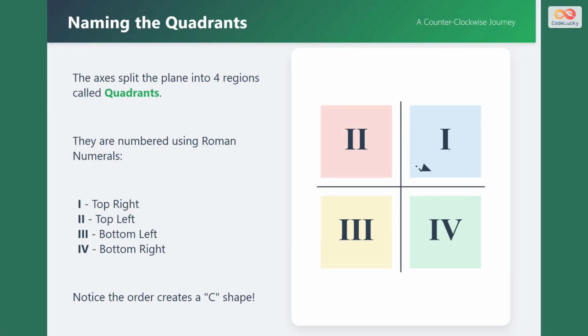The two axes divide the flat plane into four separate sections. These sections are called quadrants. We number them using Roman numerals 1, 2, 3, and 4. An important tip to remember is the order. We start at the top right and move counterclockwise, forming a letter C shape. Quadrant 1 is top right, 2 is top left, 3 is bottom left, and 4 is bottom right.